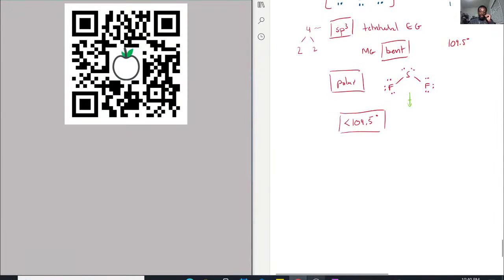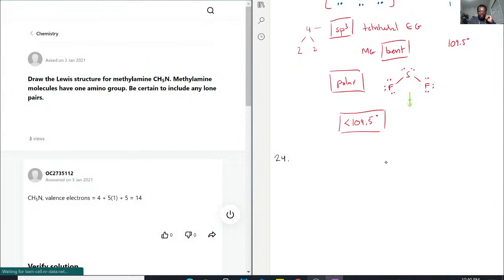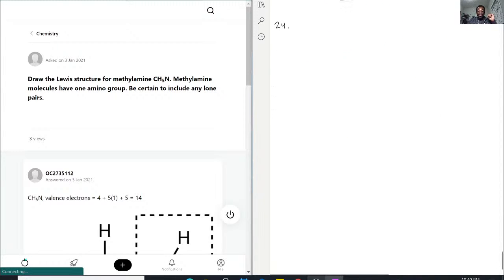Now question number 24. We have, draw the Lewis structure for methylamine. Methylamine molecules have one amino group. Be certain to include any lone pairs. So they give us CH5N, and it's called methylamine. And they want us to draw the Lewis structure for this.